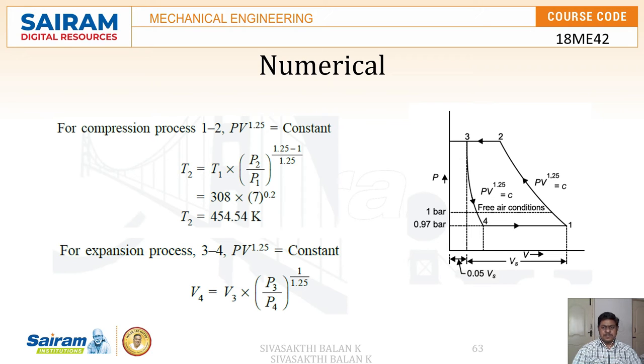For the compression process 1 to 2, we are considering this a polytropic process, and T2 is equal to T1 into P2 by P1 to the power n minus 1 divided by n. n they have given us as 1.25 in the problem, and substituting all the known values, we get the value of T2, the delivery temperature. For the expansion process, again we need to consider the same polytropic expression, PV to the power 1.25 as constant, then we can find V4 as V3 into P3 by P4 to the power 1 by n, or 1 by 1.25, which is the value given in the question.